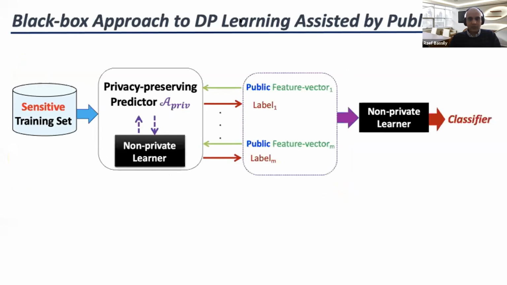In the second stage, we use the newly labeled data set, mainly the data set of the public feature vectors and the private labels, to train any generic non-private learner, again with good accuracy, and finally output a classifier. In that sense, the second stage is a mere post-processing of the output of the first stage. In particular, we do not use the sensitive training set again. And since differential privacy is closed under post-processing, the final classifier is safe to publish from a privacy perspective.